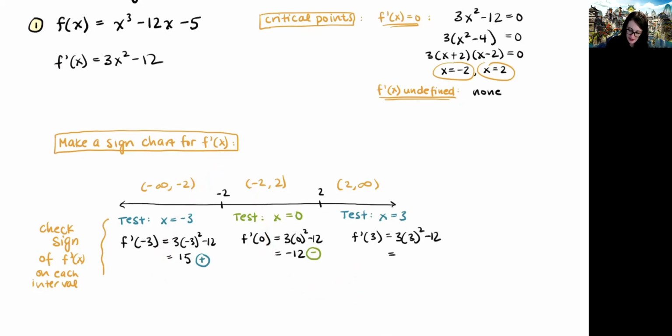All right, we're going to square 3, that's 9 again, times 3 is 27, minus 12 is 15 again. So again, this is a positive number. That's all that we care about.